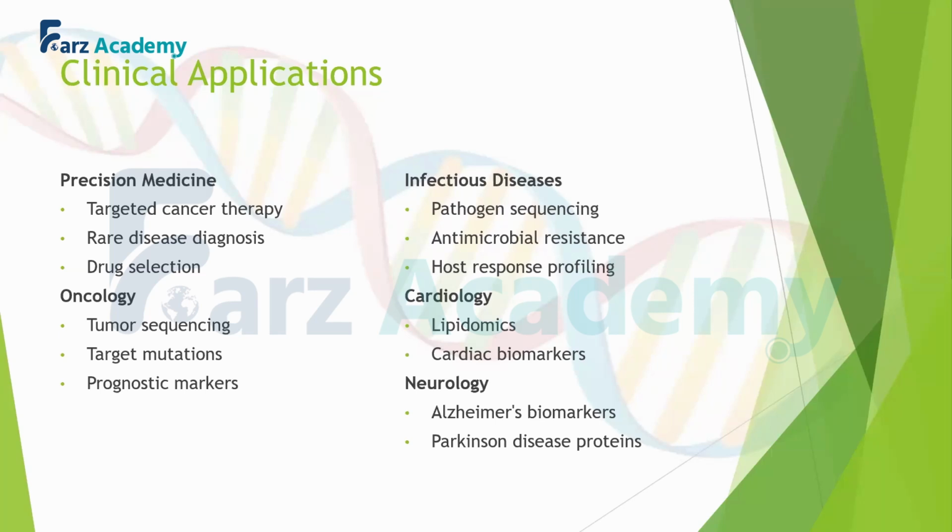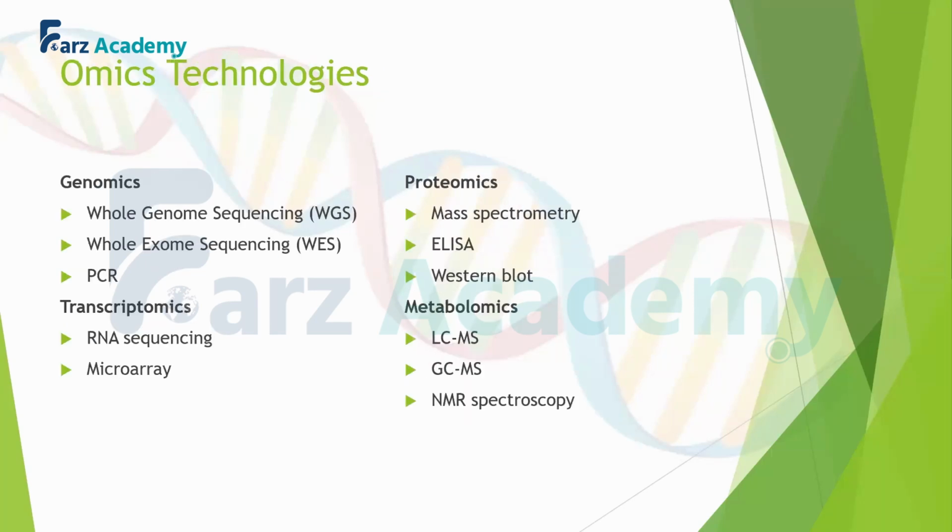In infectious diseases, again, different organisms are involved, and sequencing is used to find out which organism is causing a particular disease. It is very important to find out the causative organism, because you will have to go ahead with specific treatment. Sequencing is also important to find out antimicrobial sensitivity and resistance, and for host response profiling. Cardiology is still under evaluation. Most common are the cardiac biomarkers that we use. And neurology, again, for Alzheimer's and Parkinson's, is also under research.